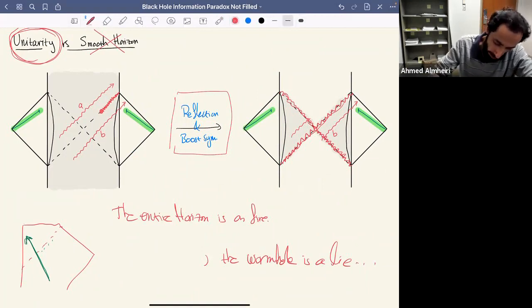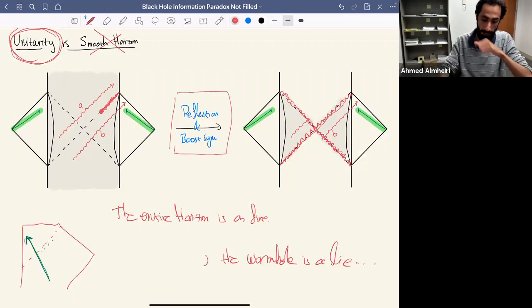Let's suppose that the firewall kicks in at some time. Let's say this is the page time or something. The firewall kicks in. Then there's fire everywhere in the future here. And by fire, I just mean that the physics in the future of this point, we don't understand. It doesn't have to be restricted to this line.